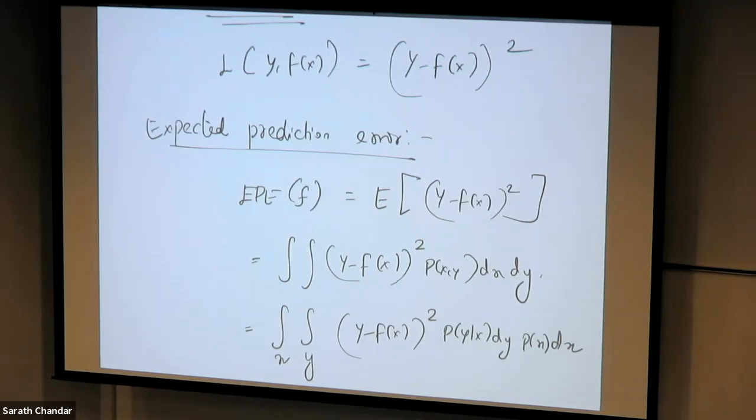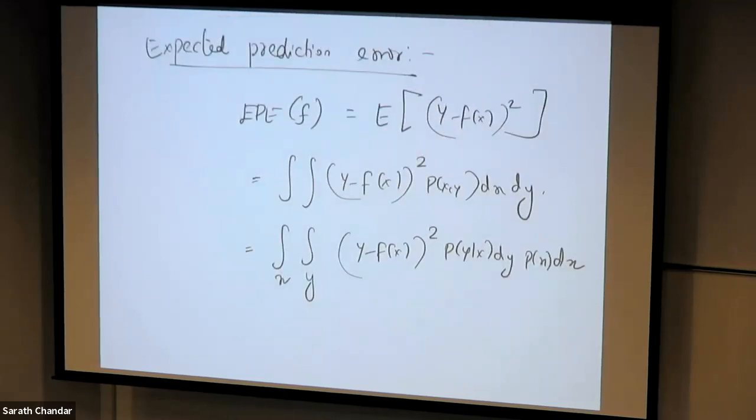So what have I done here? All I did is take p of x comma y and treat it as p of x multiplied by p of y given x. Okay, they are both the same. Now let's look at this internal integral.